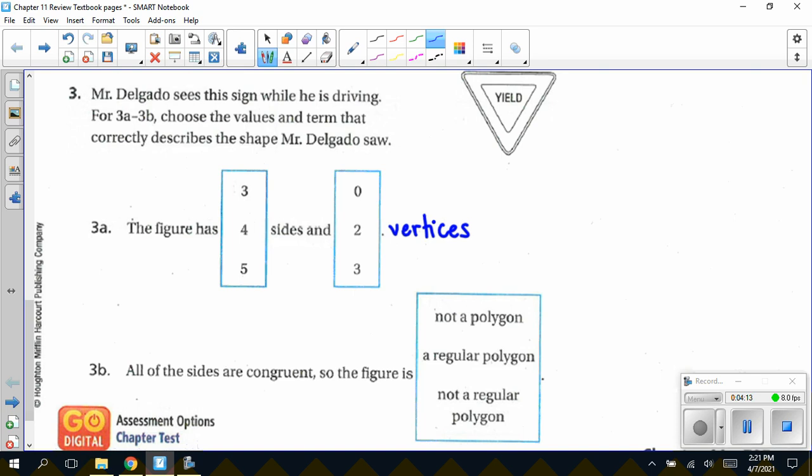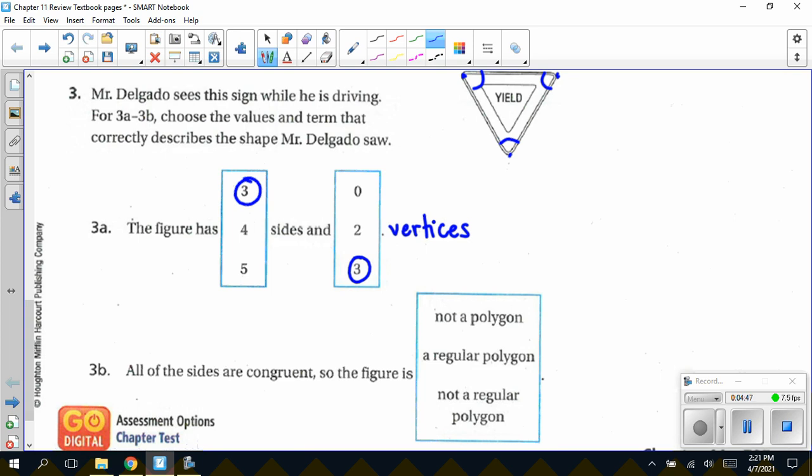And then we would have to then say if it was a regular, not regular, or not a polygon at all. So for A, I see that this picture has 3 sides. So if it has 3 sides, it also has 3 vertices. Remember, the vertices are the points in which your sides meet. If it had the word angles instead, it would still have 3 angles, because if you have 3 sides, you have 3 angles, and you would also have 3 vertices.